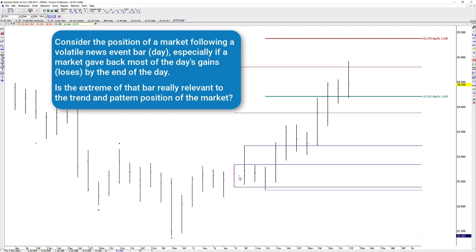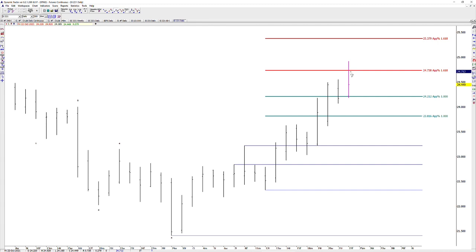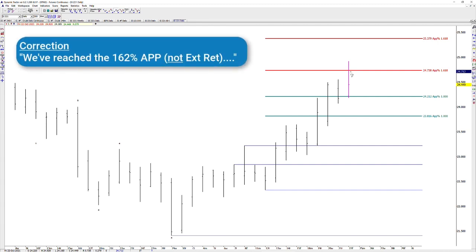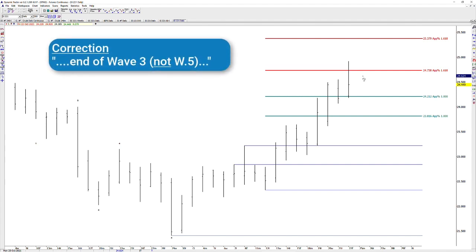And I'll go to this one. If we do the alternate price projections in that case, as of the last bar in this chart, we've reached the 162% external retracement. So if we ignore this volatile day, and I'm sure there is a news event that day, if we ignore that, we're right at the typical end of wave 5 target zone.